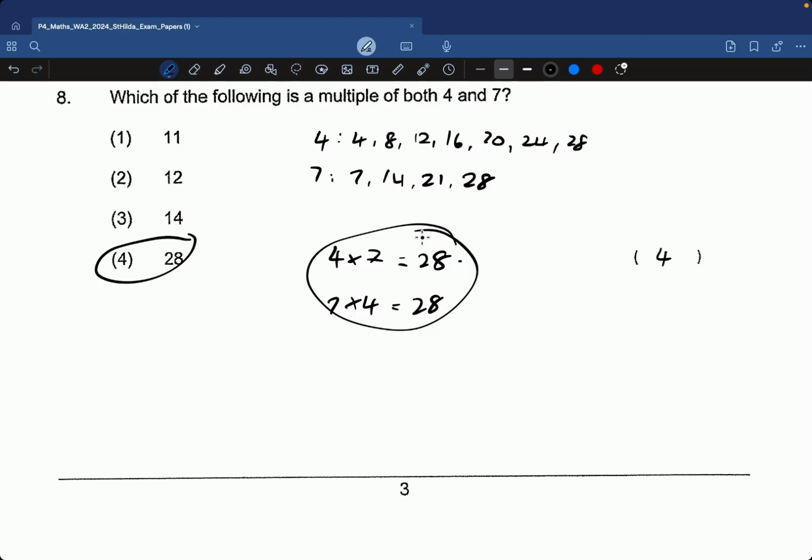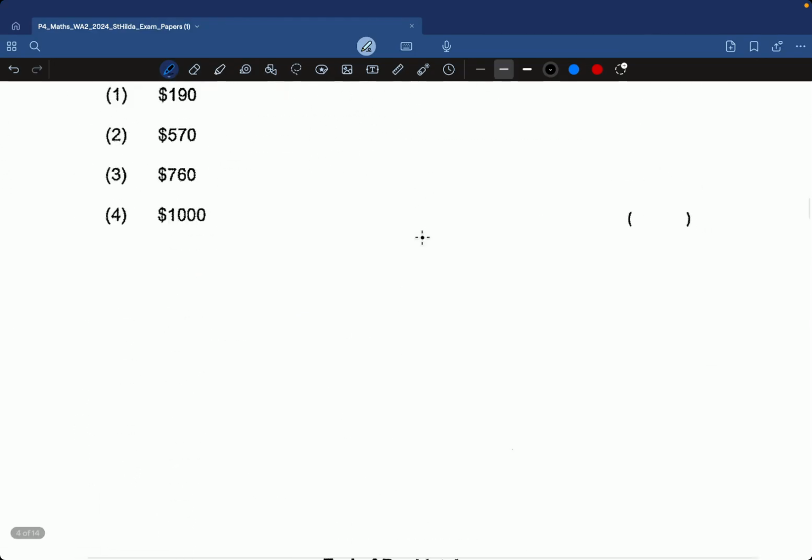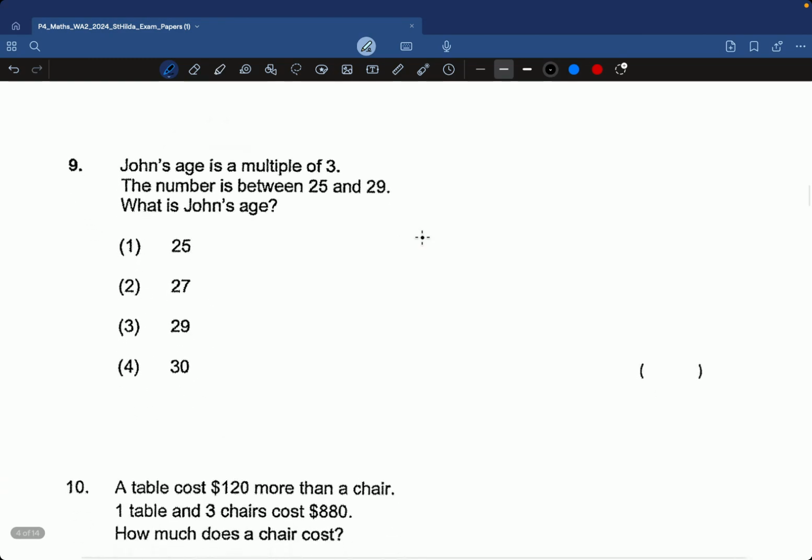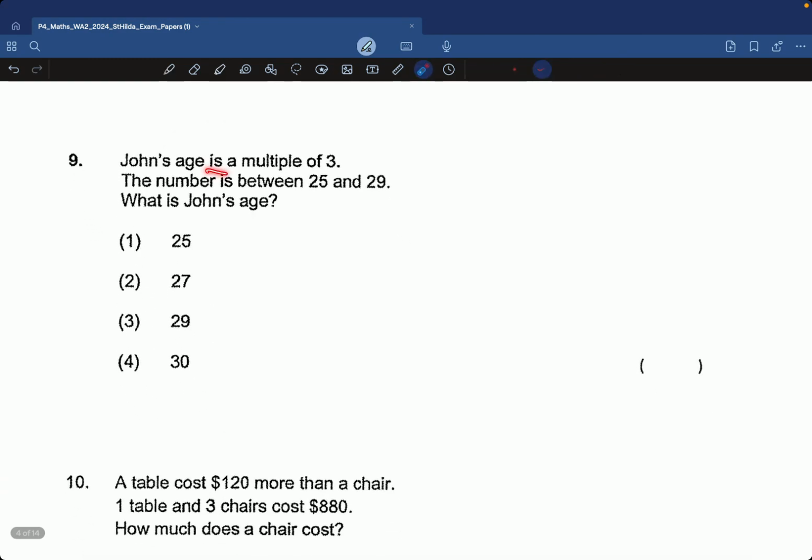Okay, let's move on to the next question. Question 9. John's age is a multiple of 3. The number is between 25 and 29. What is John's age? So essentially the number is between 25 and 29.